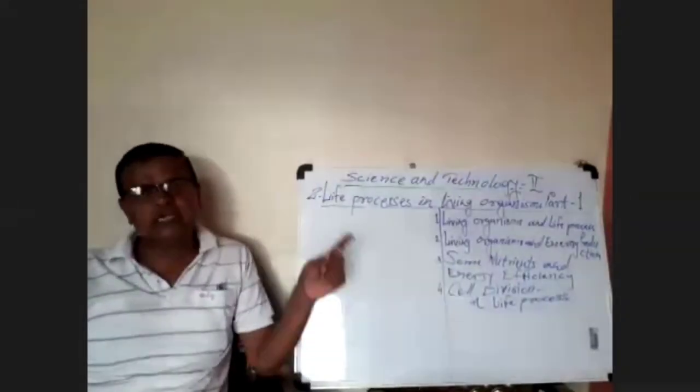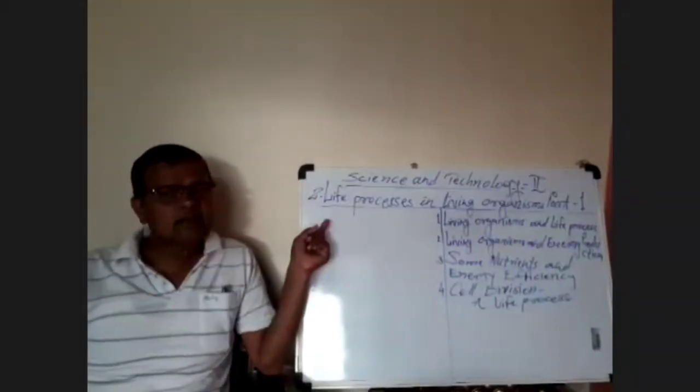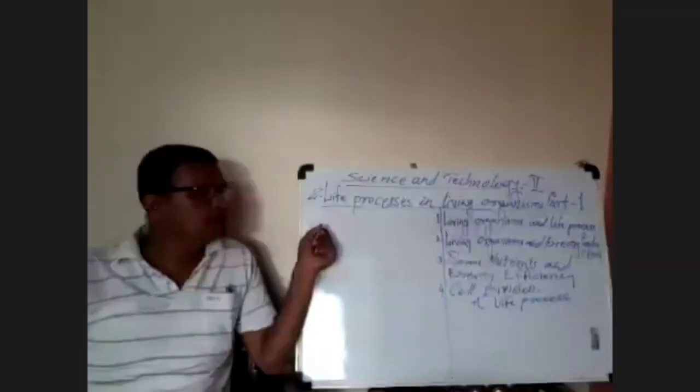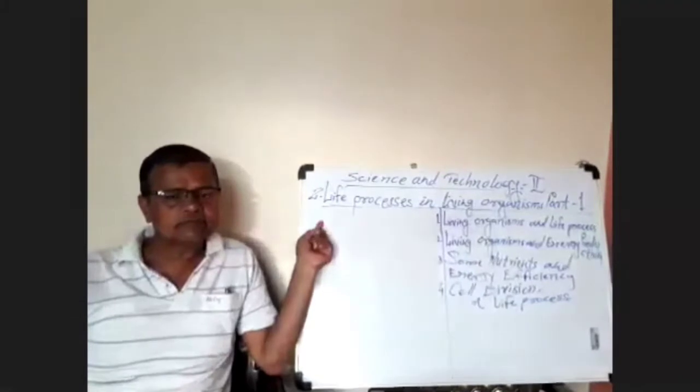Now, today we are going to see science part 2, second chapter. What is the name of the second chapter? Life processing in living organisms.